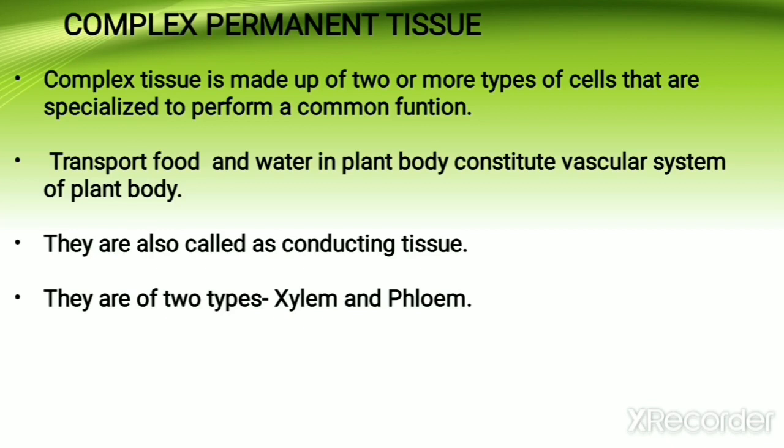So in the plant body, they will transport the food and water throughout the plant body. So we can say that they constitute the vascular system of the plant body. What do you mean by vascular system? Like in our body, we have a circulatory system which circulates water, food, minerals, everything to every cell of our body. Just like that in plants, that circulatory system is known as the vascular system, which transports food and water in the plant body. That's why these complex permanent tissues are also called conducting tissue, because they conduct food and water in the plant body. And these two types are xylem and phloem.